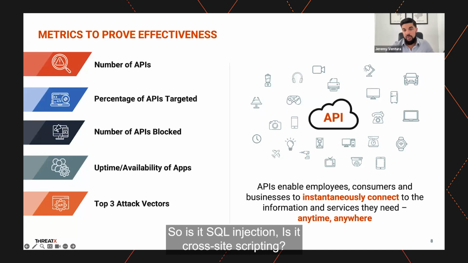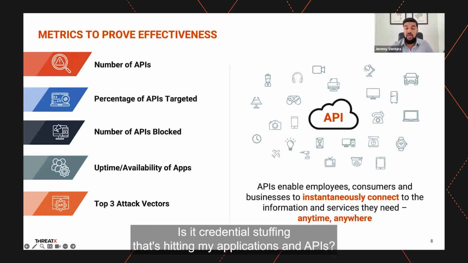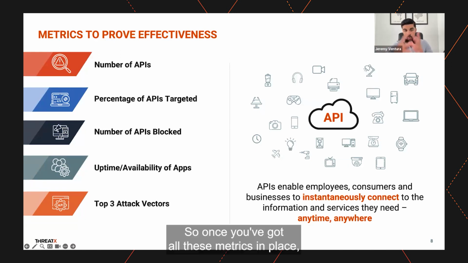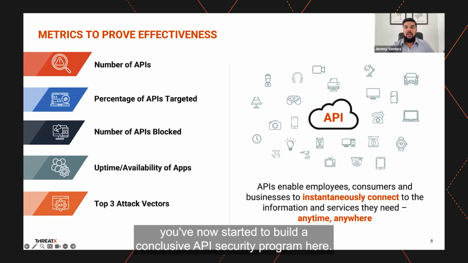Is it SQL injection? Is it cross-site scripting? Is it credential stuffing that's hitting my applications and APIs? And how are we trending? Are we getting better over time? Are we protecting our applications? Or are we degrading over time? So once you've got all these metrics in place, you've now started to build a conclusive API security program.